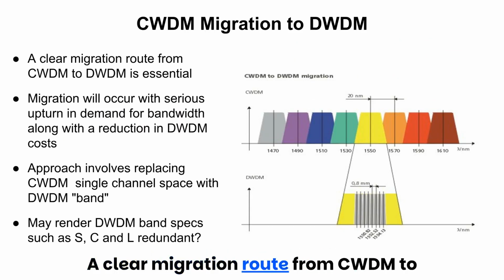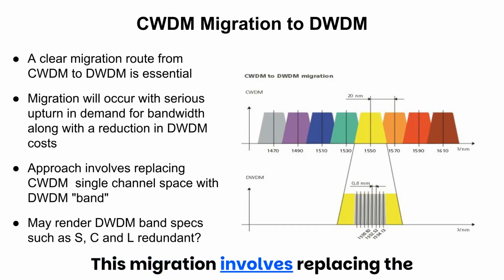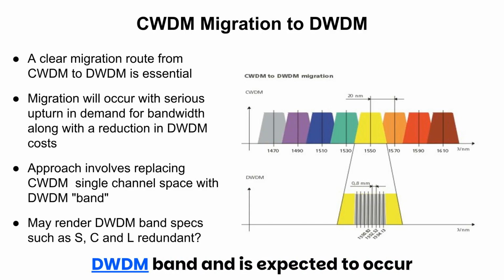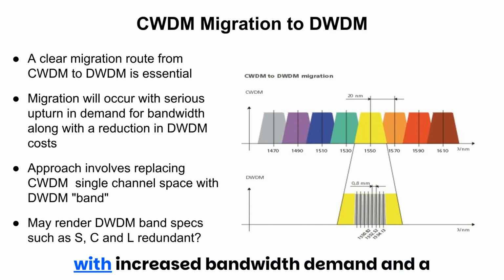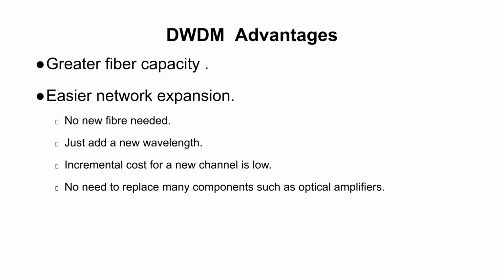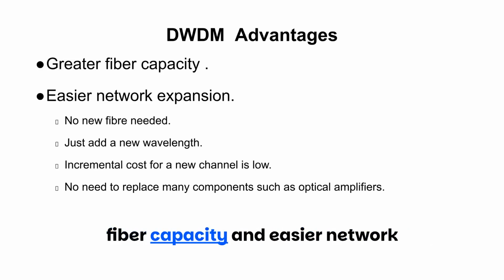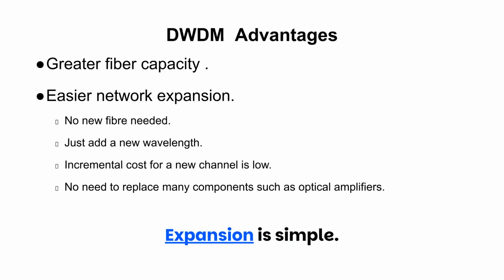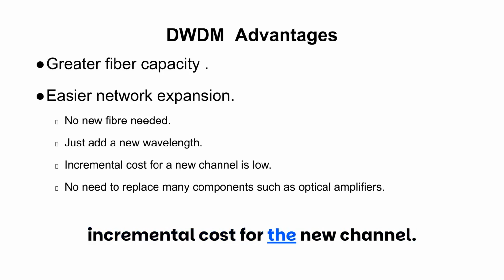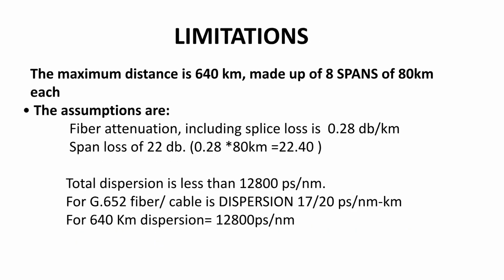A clear migration route from CWDM to DWDM is essential. This migration involves replacing the CWDM single-channel space with a DWDM band and is expected to occur with increased bandwidth demand and a reduction in DWDM costs. The advantages of DWDM include greater fiber capacity and easier network expansion. Expansion is simple. Just add a new wavelength with a low incremental cost for the new channel. There is no need to replace components like optical amplifiers.